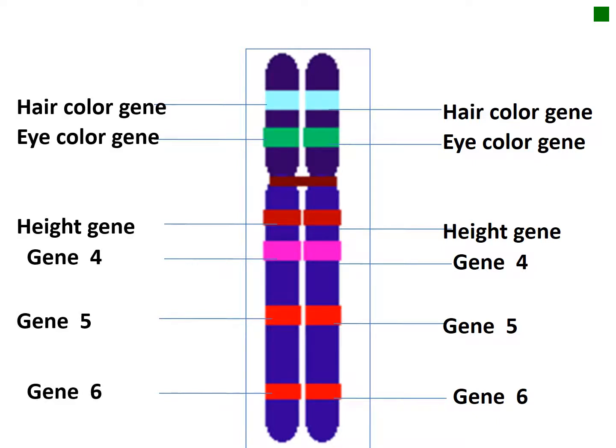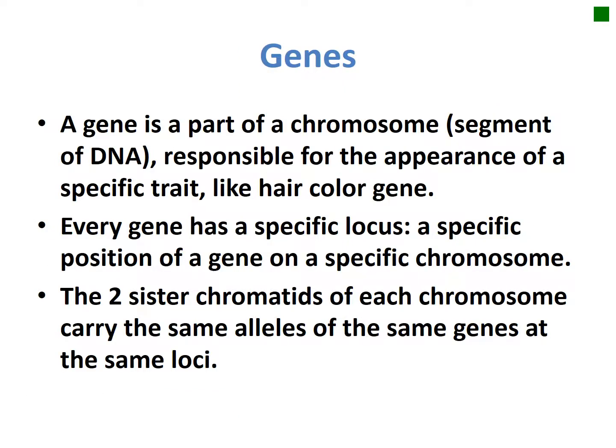This is the figure of a chromosome showing different genes: hair color gene, eye color gene, height gene, and many others. What is a gene? A gene is a fragment of DNA. It's a piece or a segment of DNA. It's a part of the chromosome responsible for the appearance of a specific trait, for example hair color, skin color, eye color, and so on.